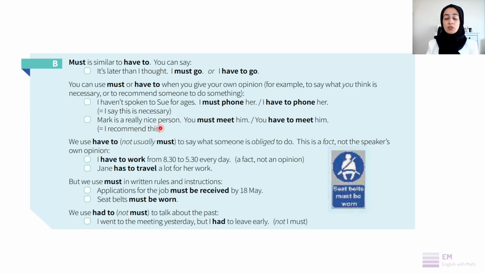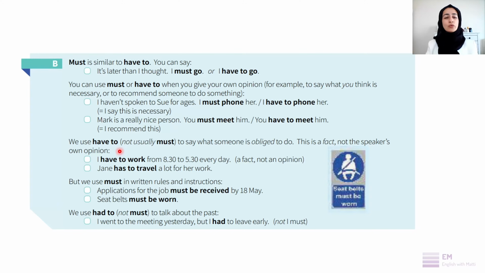Mark is a really nice person. مارک خیلی آدم نایسیه. You must meet him or you have to meet him. یعنی I recommend this. من بهت پیشنهاد میکنم که به نظر من چون مارک خیلی آدم خوبیه تو باید اونو ببینی. پس وقتی که it's your opinion، حالا you are recommending something or you are saying that something is necessary، یعنی وقتی شما چیزی رو پیشنهاد میدین یا میگین که از نظر شما یه کاری ضروریه، میتونید از must و have to هر دو استفاده کنید.